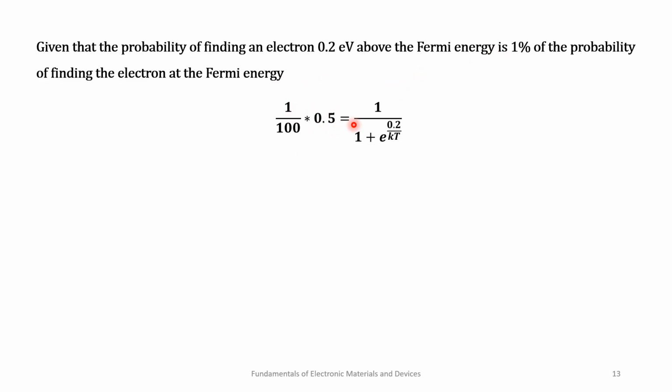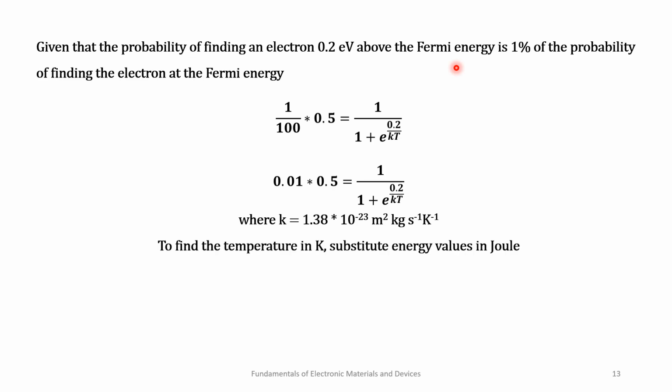So 1% of that value is what we will get at 1 by 1 plus e to the power 0.2 by kT. 0.2 means that it is 0.2 electron volt above the Fermi level. So when you substitute k as 1.38 into 10 to the power minus 23, you have to substitute all values, that is 0.01, 0.5, e to the power 0.2 into 1.6 into 10 to the power minus 19, 1.38 into 10 to the power minus 23, and finally T. So once you get this equation, you have to equate them and find the value of T.